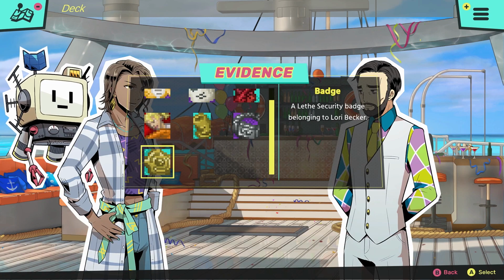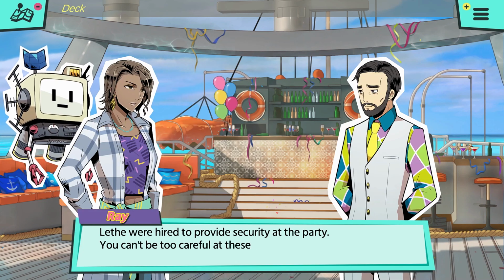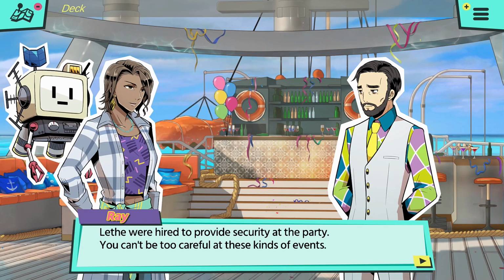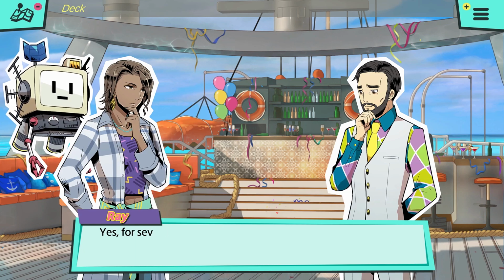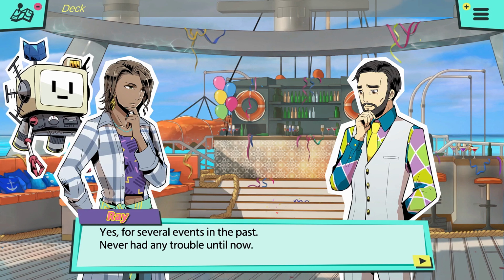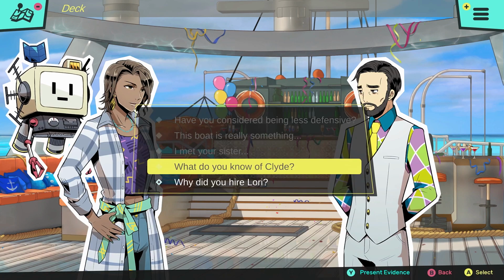Sorry, no. Lethe were hired to provide security at the party. You can't be too careful at these kinds of events. Apparently not. Have you used them before? Yes, for several events in the past. Never had any trouble until now.